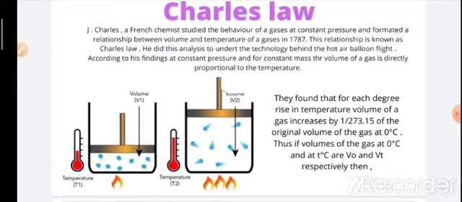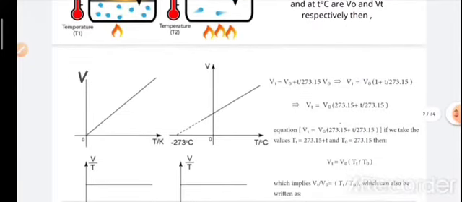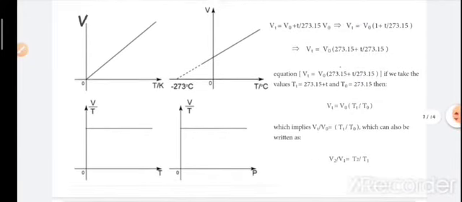Okay, so they found that for each degree rise in temperature, the volume of the gas increased by 1 upon 273.15 of the original volume of the gas at 0 degrees Celsius. Thus, if the volume of the gas at 0 degrees Celsius and at T degrees Celsius are V naught and Vt respectively, now let's see the relationship between volume and temperature. Okay. So here is the relation. Vt is equal to V naught plus V naught T upon 273.15. Okay.